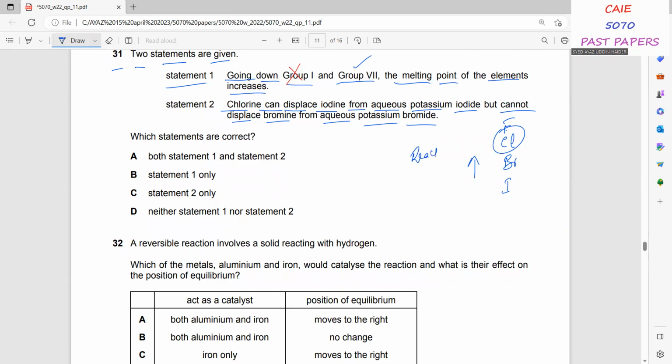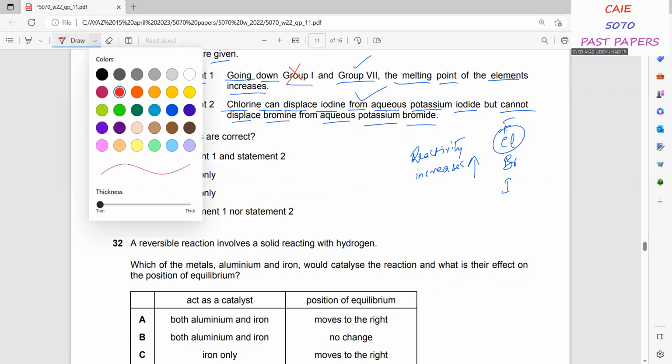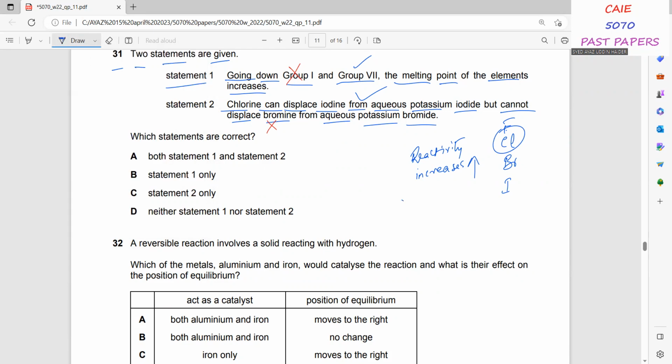So reactivity increases towards the top of the group. The elements at the top of the group displace elements below them from their compounds. So the second statement is wrong. It will displace bromine from aqueous potassium bromide. The first statement is also incorrect. So which statements are correct? Both the statements are incorrect. So we'll choose D, neither statement 1 nor statement 2.